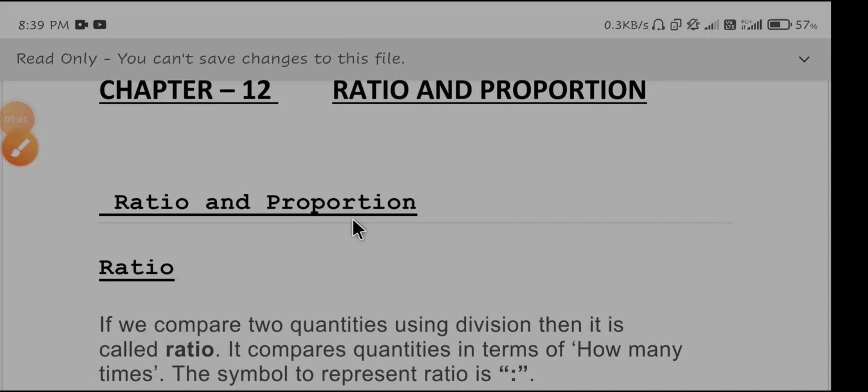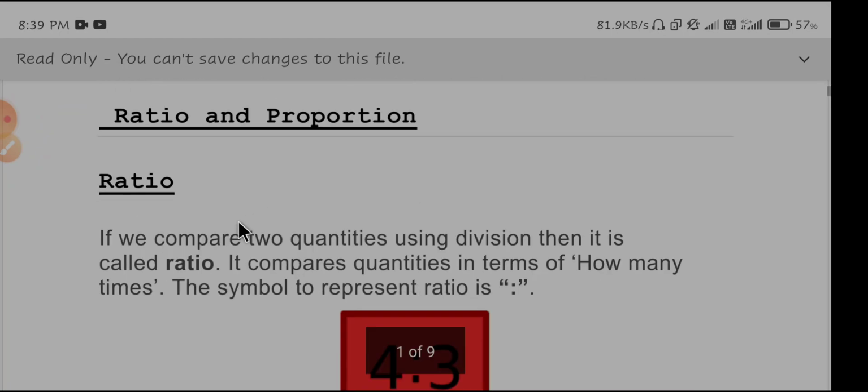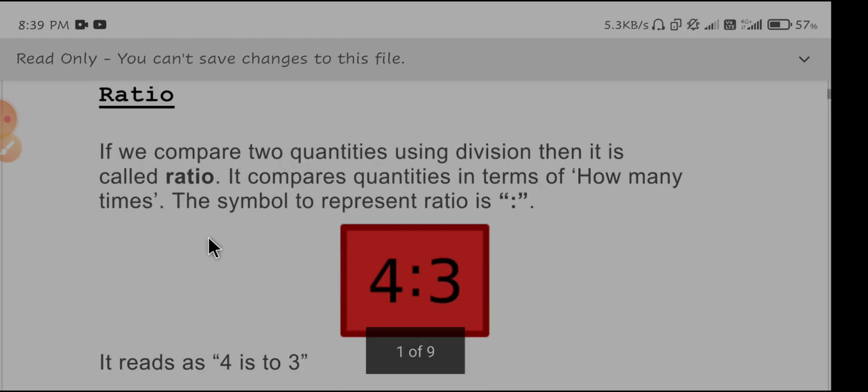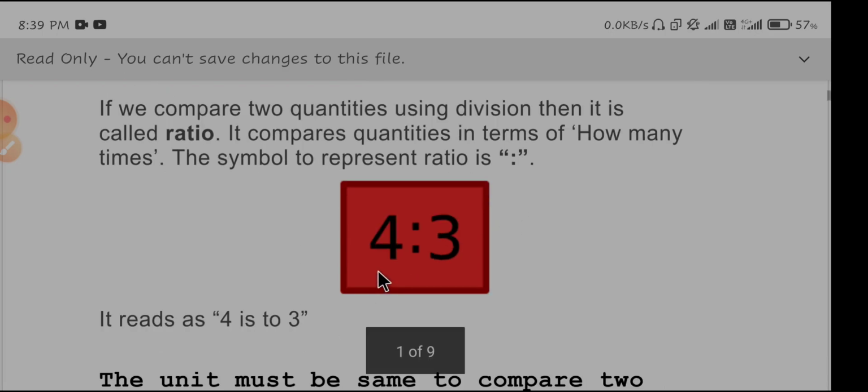Everyone. So today we are going to start our chapter 12, that is ratio and proportion. So first of all we will see what is ratio. If we compare two quantities using division, then it is called ratio, and it compares a quantity in terms of how many times, and the symbol to represent the ratio is the double dot. So we can read it as 4:3. Here the symbol means ratio only.